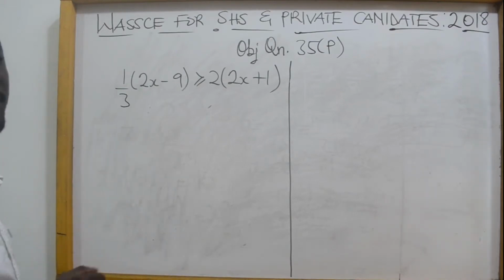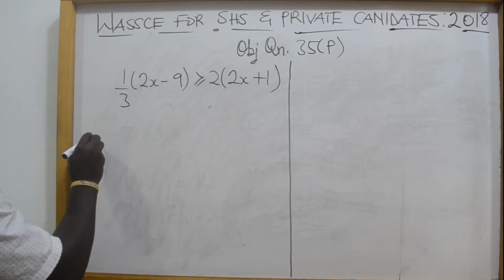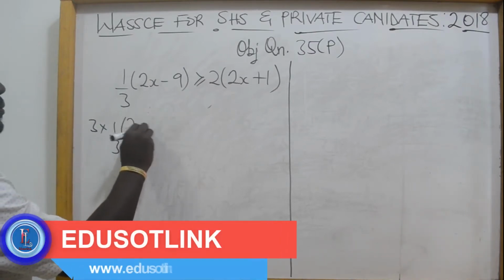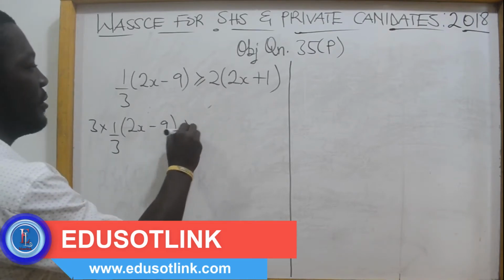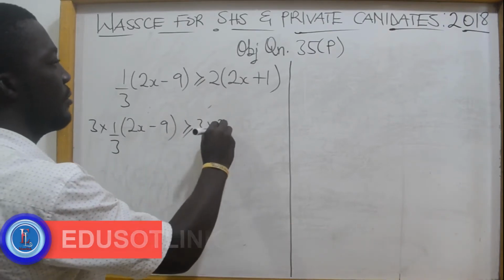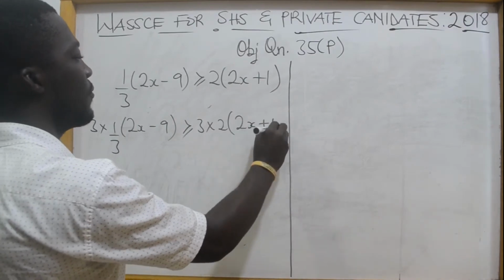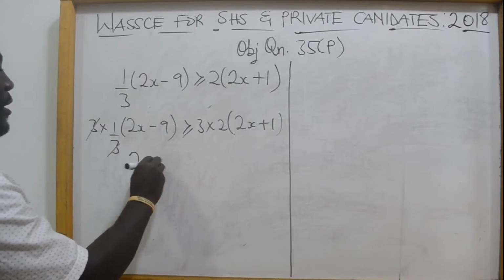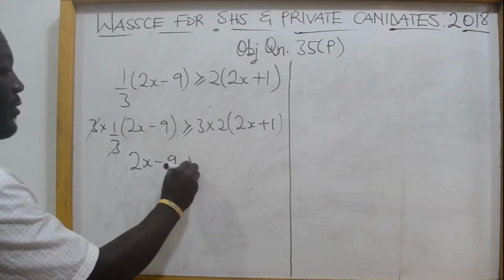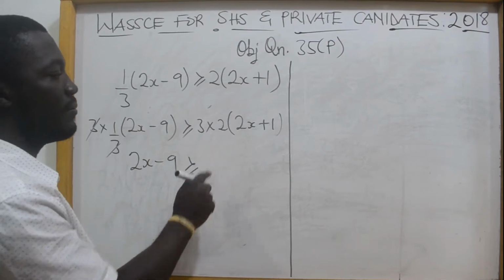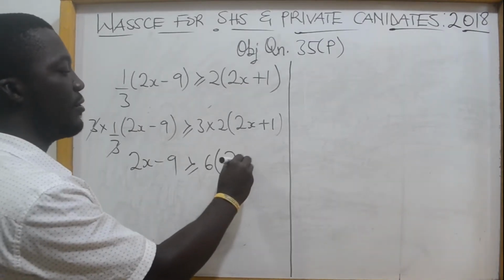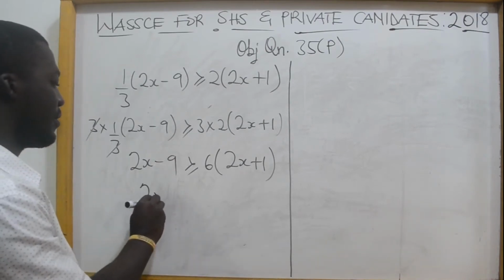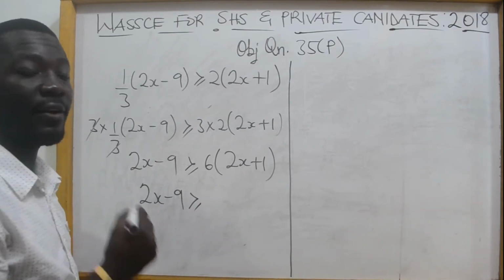We have a least common denominator of 3. So this 3 will multiply both sides. 2x - 9 is greater or equal to 3 times 2(2x + 1). 3 will cancel 3. We'll have 2x - 9 is greater or equal to 3 times 2 is 6 into bracket 2x + 1.